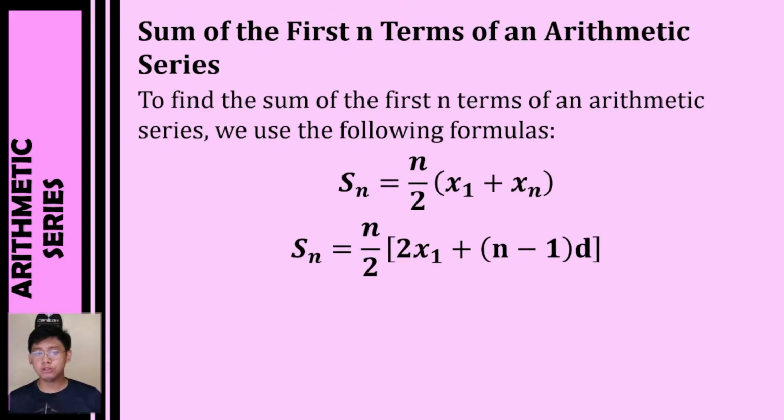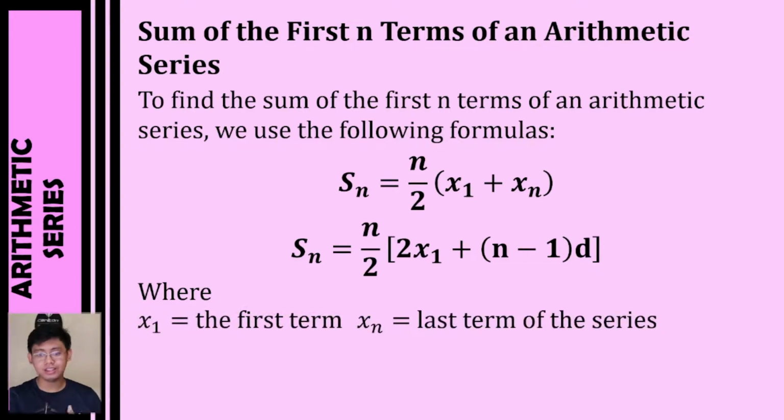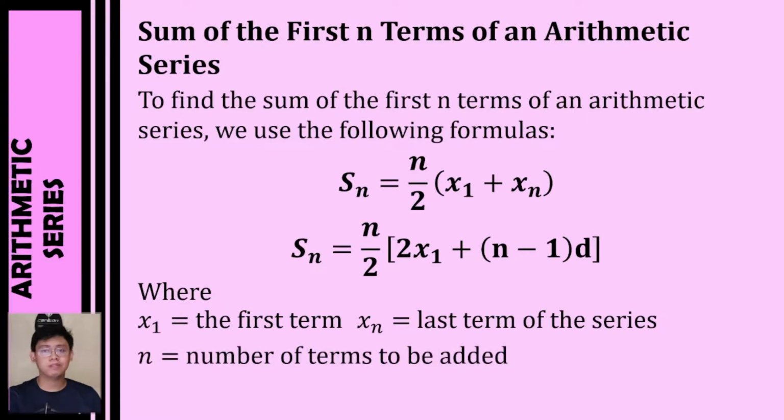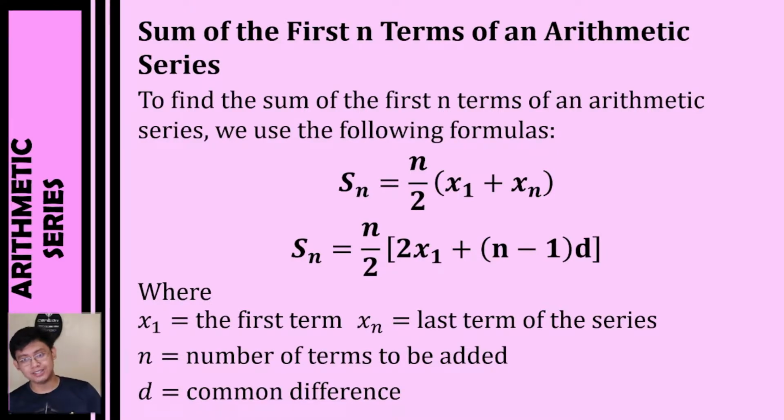S sub n is equal to n over 2 times the quantity 2 times x sub 1 plus the quantity n minus 1 times d. So let's define each letter so that we will not get confused. X sub 1 is our first term, x sub n is our last term of the series, n is the number of terms to be added, and d is our common difference. S sub n is our sum of the series. Now, let's have some examples in getting the sum of the first n terms of an arithmetic series.